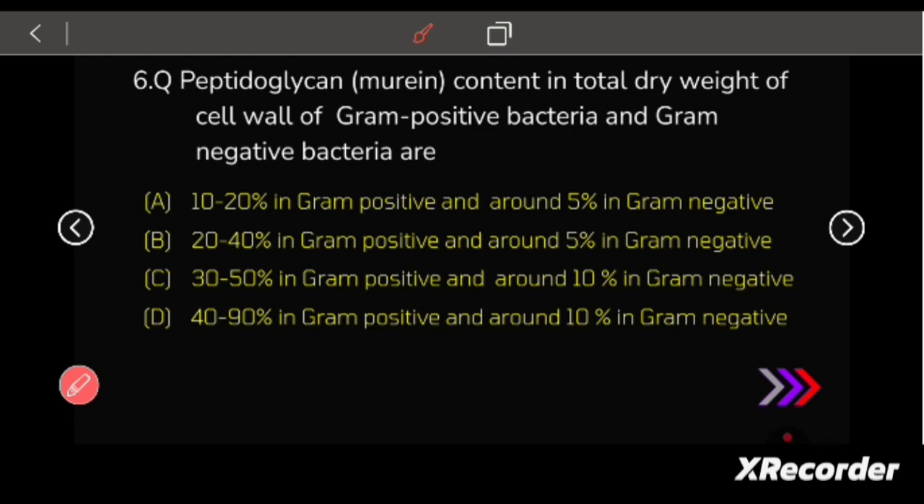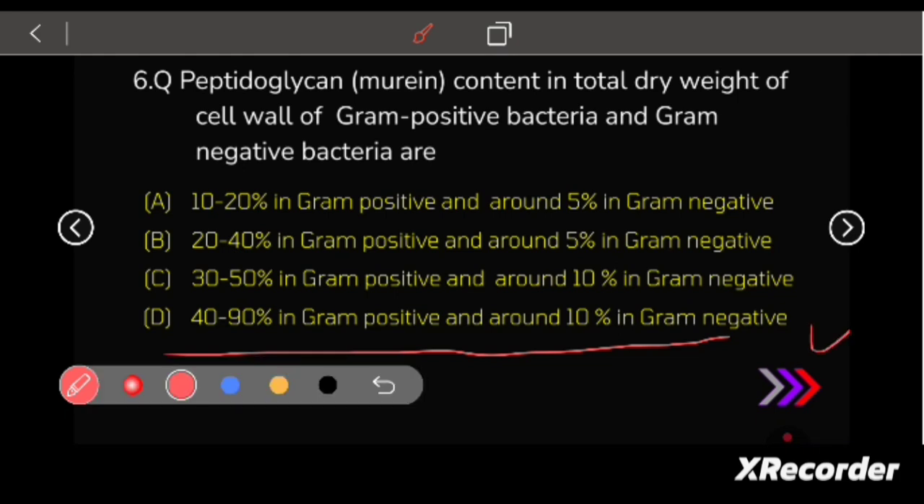Peptidoglycan content is very high in gram positive cell walls compared to gram negative bacterial cell walls. Answer is D. Peptidoglycan content in gram positive cell walls ranges 40 to 90% in total cell wall material of gram positive bacteria. Whereas in gram-negative bacterial cell wall material, peptidoglycan content is only 10%. Answer is D.